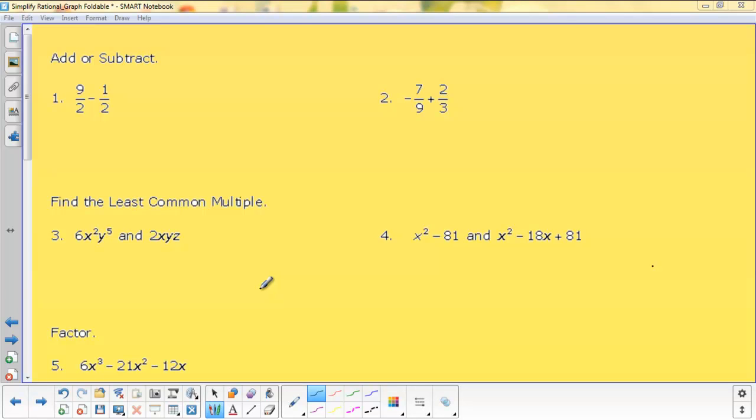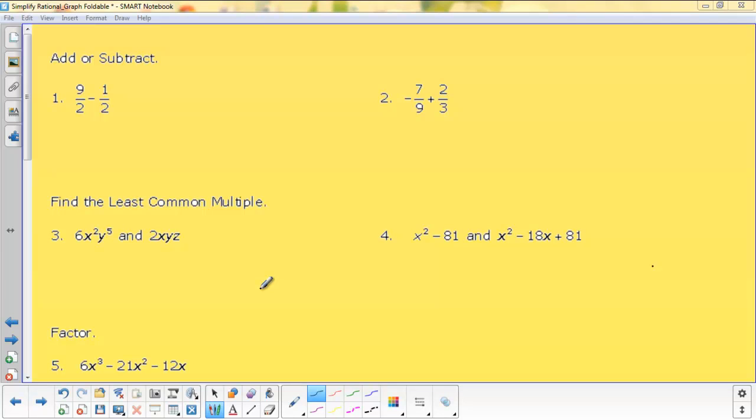Alright, welcome back. We are going to continue in our foldable notes. This time we're going to change gears a little bit, and instead of multiplying and dividing, we are now going to add and subtract rational expressions. As a warm-up, please complete these 5 problems.